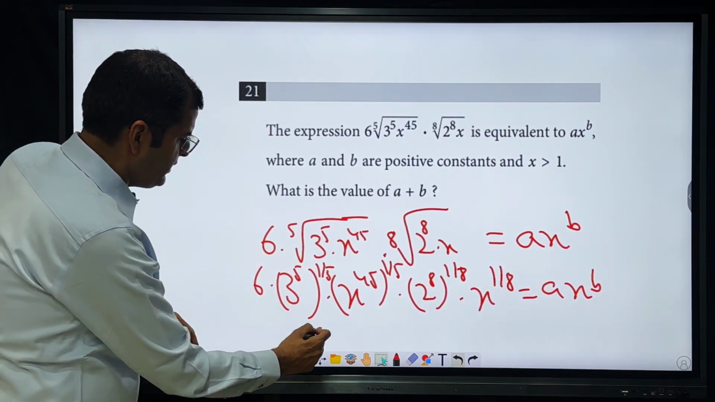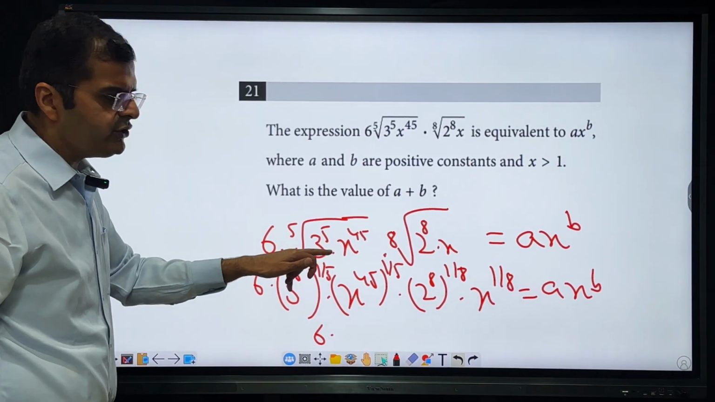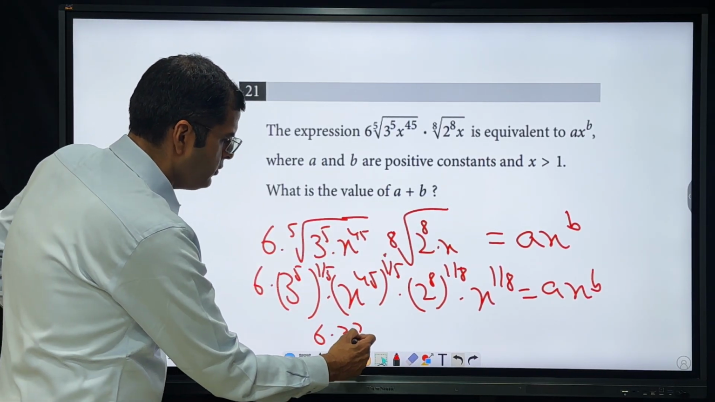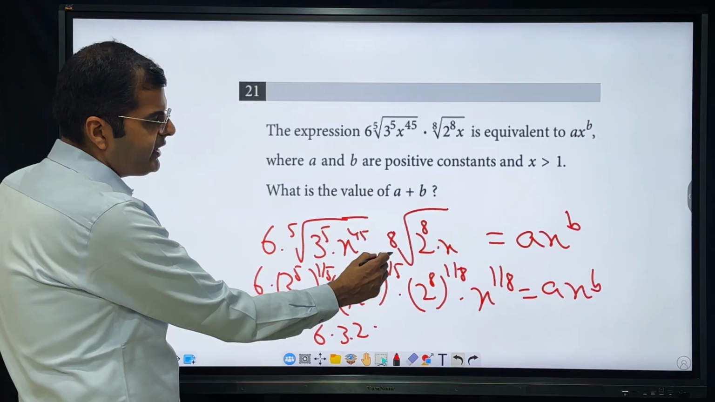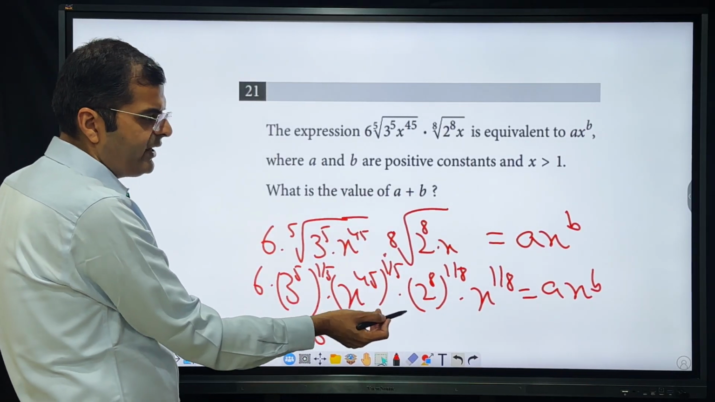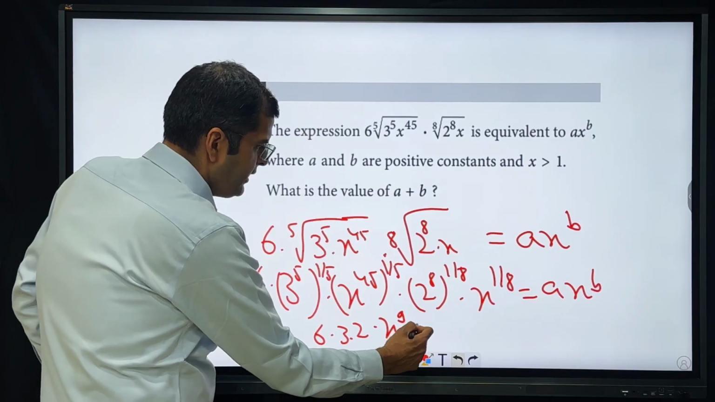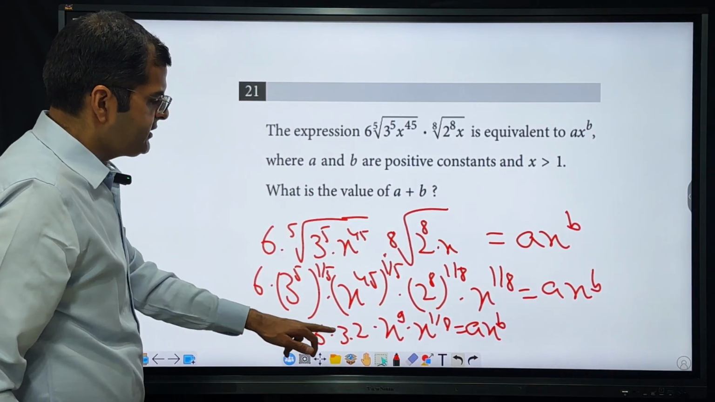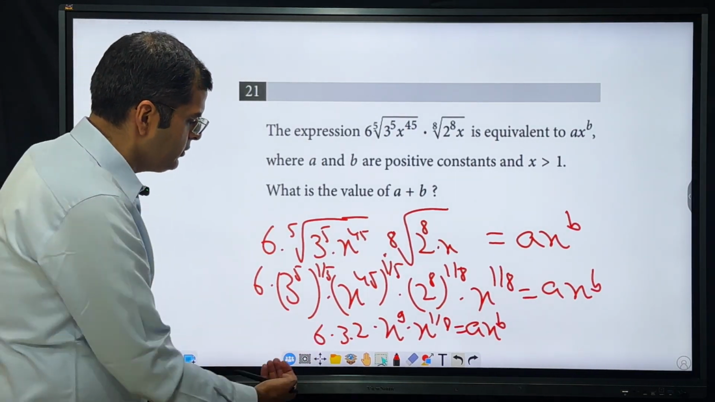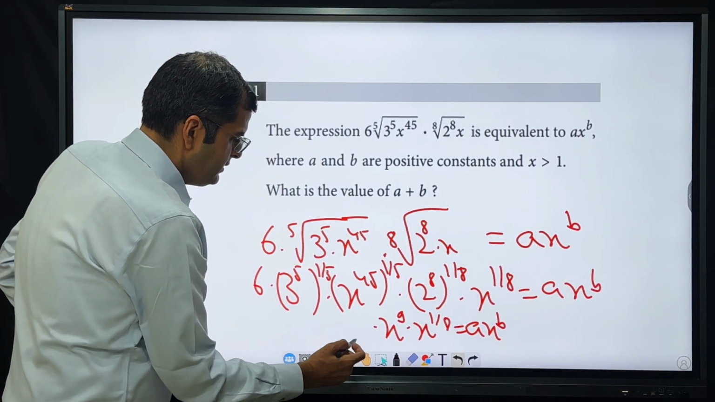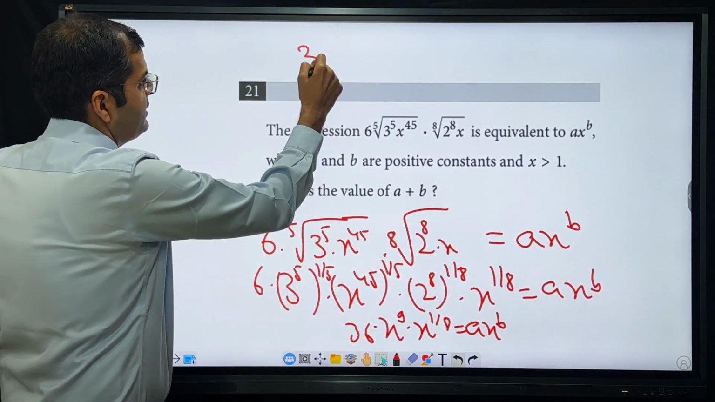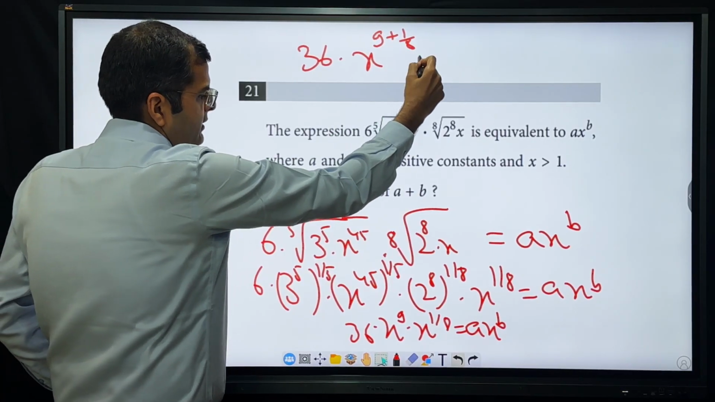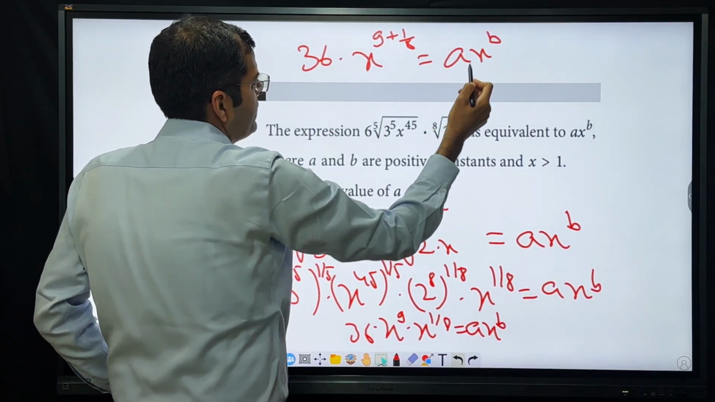So this will become 6 into 3 raised to 5 raised to 1 by 5 is 3 only, and 2 raised to 8 raised to 1 by 8 is 2 only, and x raised to 45 raised to 1 by 5, it is 45 by 5, which is 9. So it is x raised to 9 times x raised to 1 by 8 is equal to a into x raised to b. So 6 into 3 is 18, 18 into 2 is 36. So this becomes 36. So I will write here 36 times x raised to 9 plus 1 by 8 is equal to a into x raised to b.